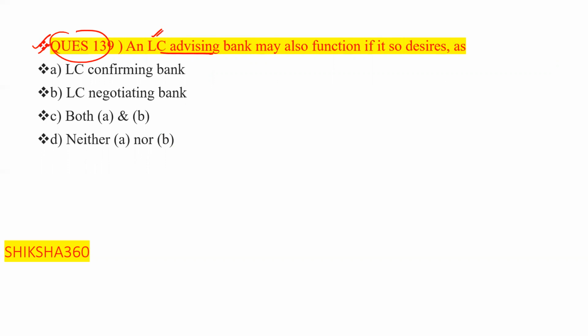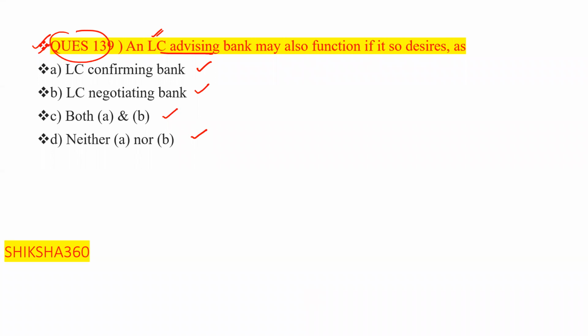It may function if it's so desired. So what are the different functions performed by the LC bank? That is not every time, basically may also. First one is LC confirming bank. Second one is LC negotiating bank. Third one is both A and B. Fourth option is neither A nor B.